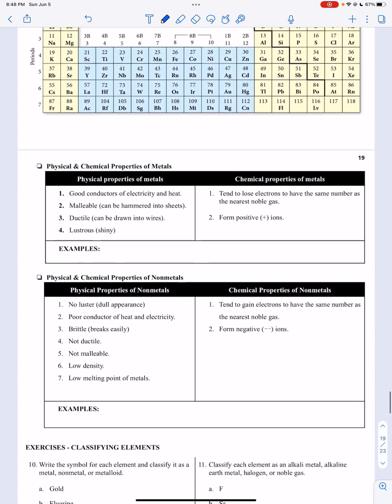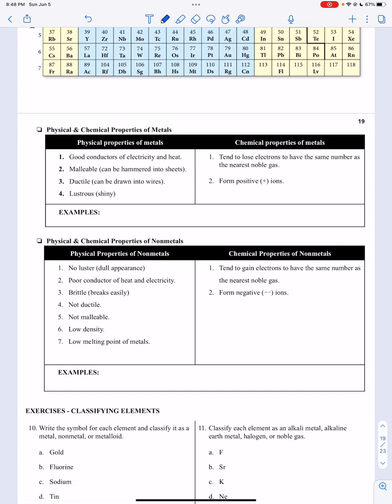So just to break it down kind of differently with metals, nonmetals, and metalloids, there are different physical and chemical properties of metals and nonmetals here. Metals tend to be good conductors of heat and electricity. They're malleable, which means they can be hammered into sheets. They're ductile. They're shiny. They tend to lose electrons and form positive ions. So examples are Mg, Au, W, right? And Mg will become Mg2+ as an example.